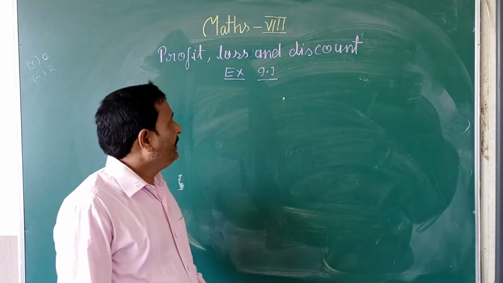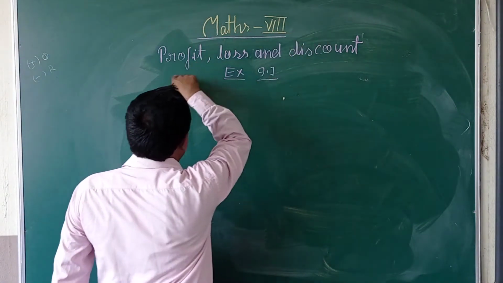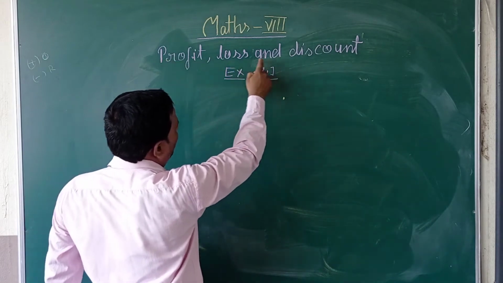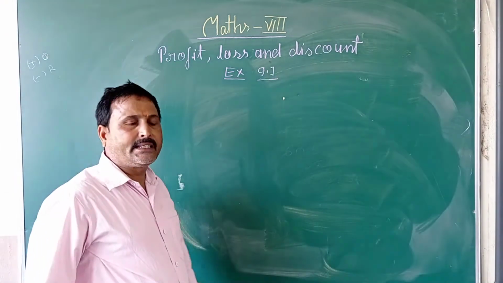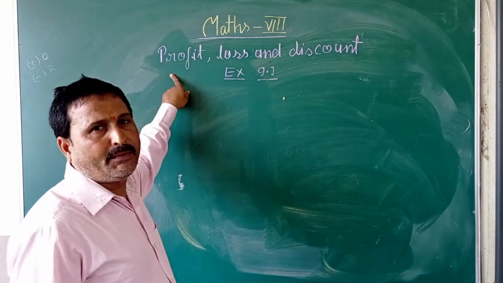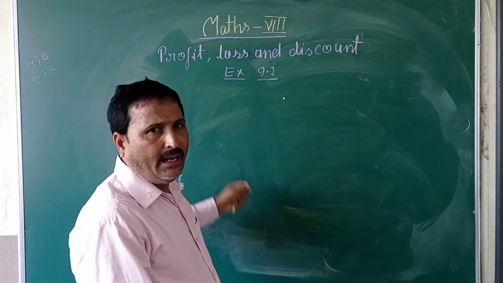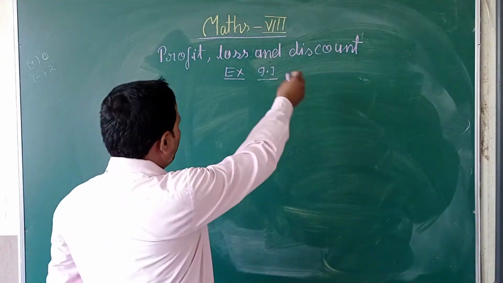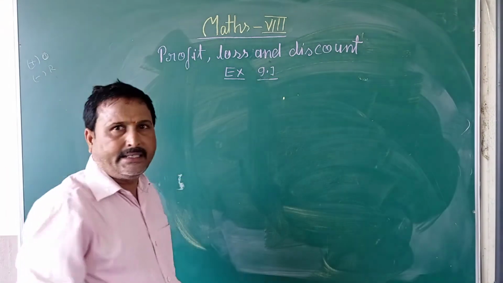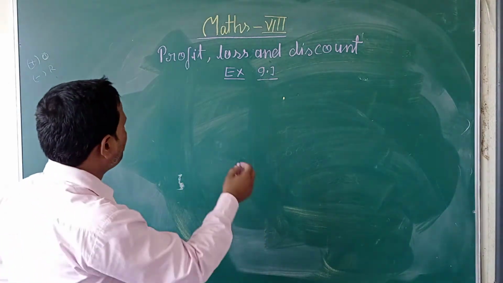Now, in 8th class math, I was explaining this chapter, profit, loss, and discount. In this, I had explained all the formulas related to it. I had explained what is profit, what is loss, what is discount, and whatever formulas are related to this chapter. Today I am going to explain the exercise questions.